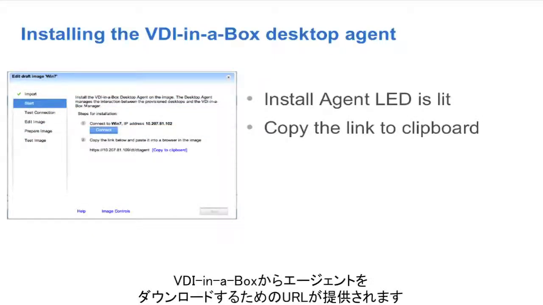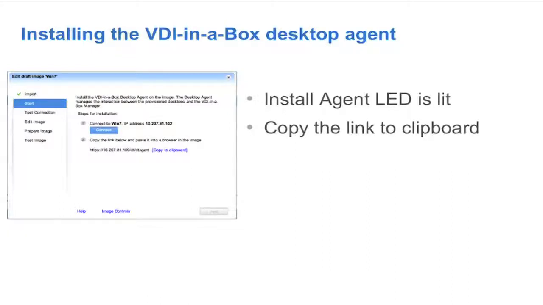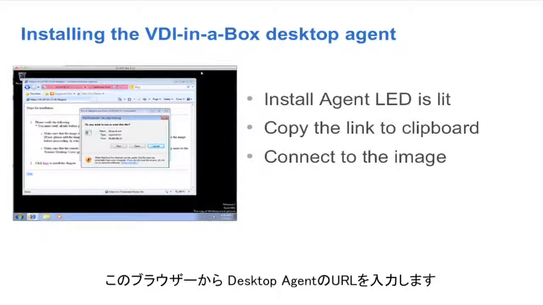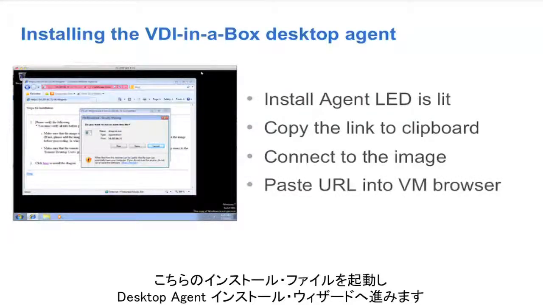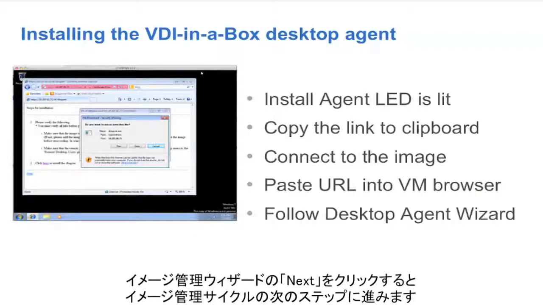We will see that VDI-in-a-Box has provided us with the URL to download the agents. We will copy this URL and connect to the virtual machine to deploy the agent. We will connect to the machine and open a browser. From this browser, we will enter the URL of the desktop agent. We will run this install file and proceed through the desktop agent installation wizard. This will install the desktop agent successfully, and VDI-in-a-Box will restart this virtual machine. Back on the image management wizard, we will now be able to click Next to proceed to the next step of the image management cycle.